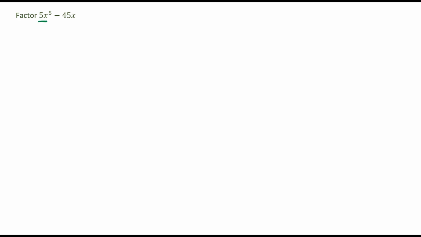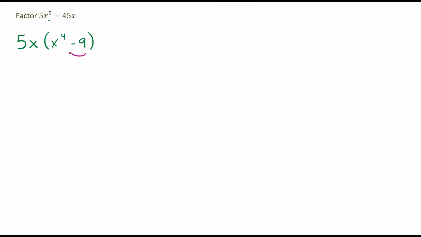Because as I look at this here, neither of these are perfect squares. 5 or 45, x to the 5th or x. Nope, no perfect squares. However, I can factor out a 5x from both terms. And I'm left with x to the 4th minus 9. Pause it and make sure you see how I factor out that greatest common factor and reduced it like this.